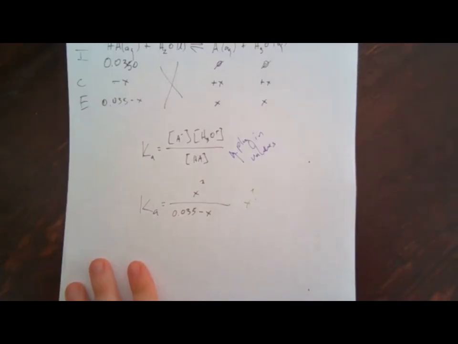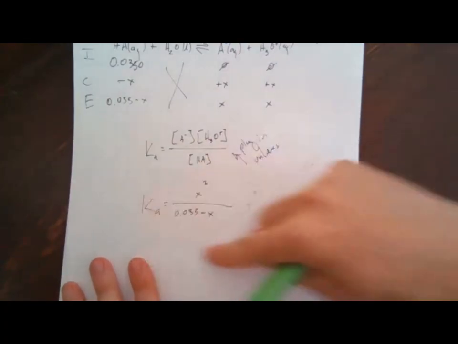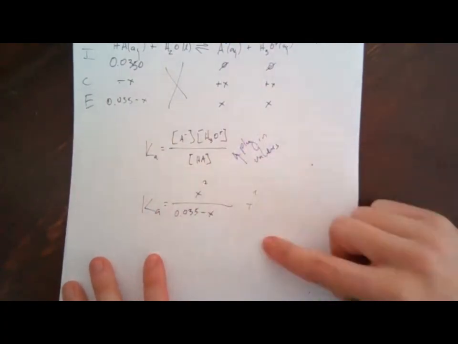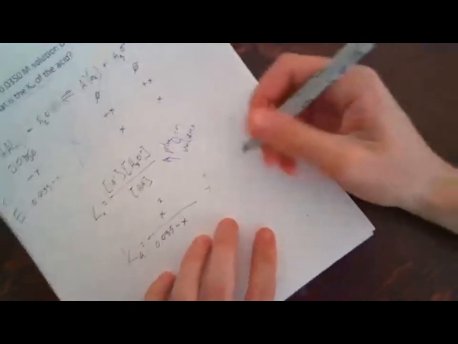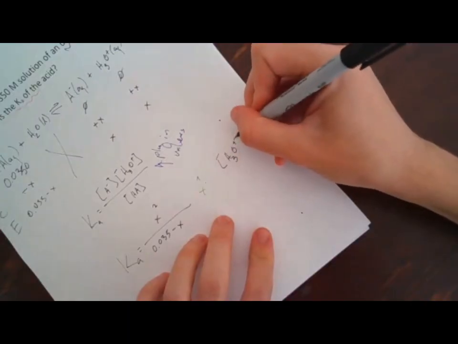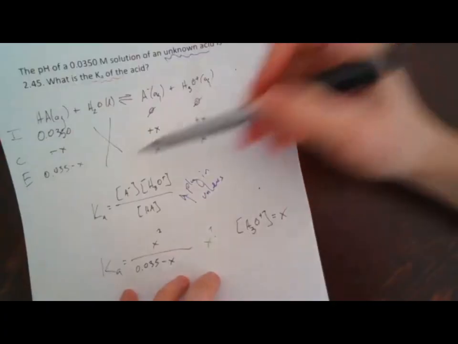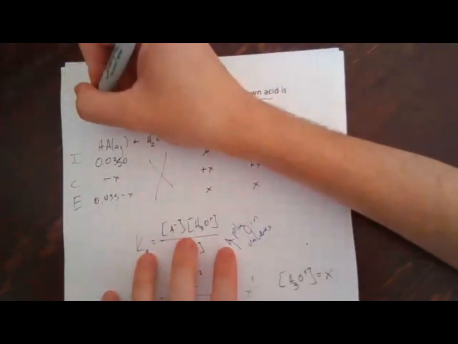You may be tempted here. This is one of the places where we veer off. We're not going to need to do an approximation because we're not going to solve for x using this. We can just use this equation. How we can solve for x is we can use the fact that the concentration of hydroniums is equal to x, right? That comes from the ice table. The concentration of hydroniums at equilibrium is just x. But we also have a pH.